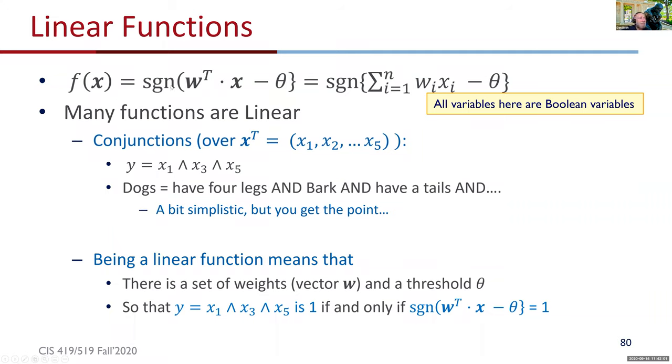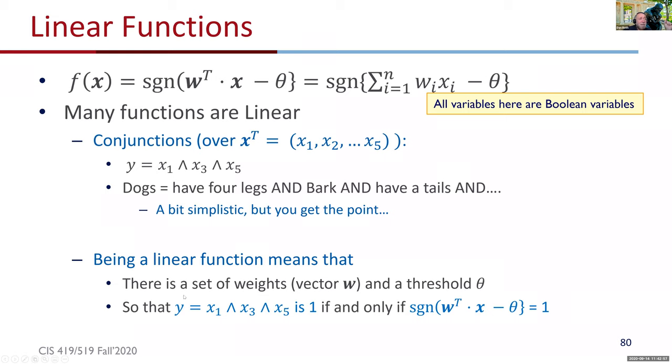And I want to argue that this set of functions, which are linear functions, is quite expressive. For example, this conjunction over five variables for now, x1 up to x5, this is my x here. I'm calling it x transpose because I always think about vectors as column vectors, and it's easier for me to write it here as a row. So I'm arguing that this conjunction is actually a linear function. Now, conjunctions are a good representation. Think about a definition of a dog. Dogs have four legs and they bark and they have tails and maybe other things. This is maybe a simplistic representation of dogs, but it gives you the idea that a conjunctive representation could represent potentially interesting concepts.